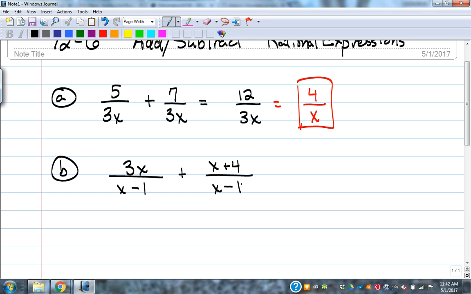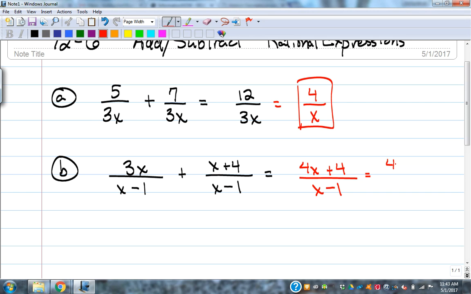Do those have the same denominator? Yes, already got the same denominator. So that means we can add the like terms that are in the numerator. So what goes together in the numerator? 3x and x. So 3x plus x would be 4x plus 4 over x minus 1. Now, if I'm going to try to simplify that, what do I need to do to the numerator?